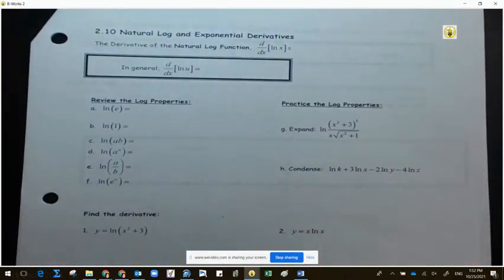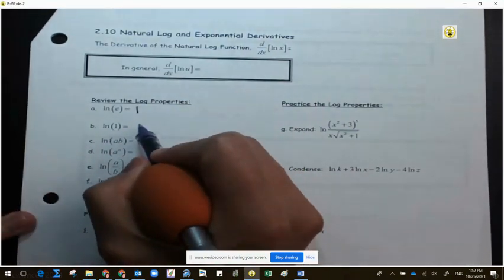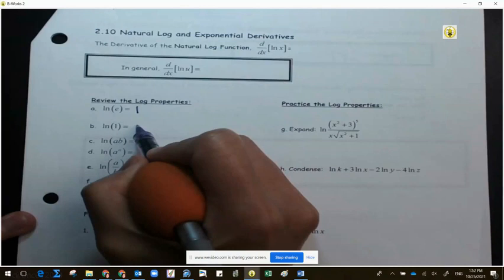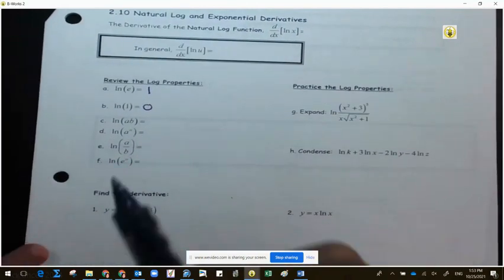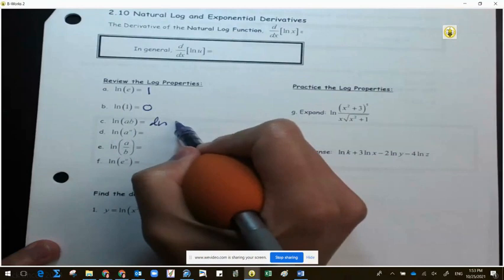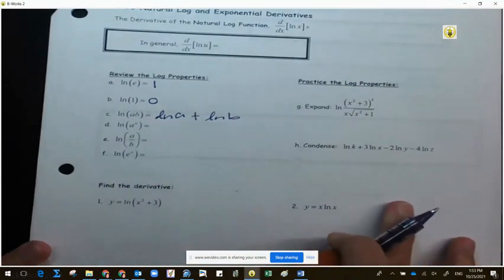What is the natural log of e? 1. Thank you, 1. What's the natural log of 1? 0. 0, thank you. For a natural log of a combination that's got a multiplication, we separate them by a plus sign. So natural log of a plus natural log of b.